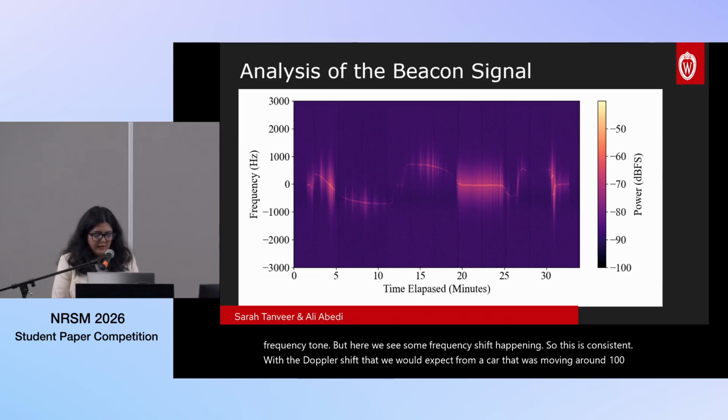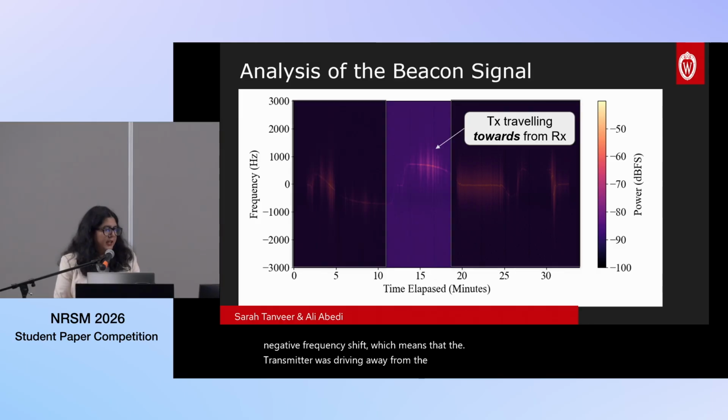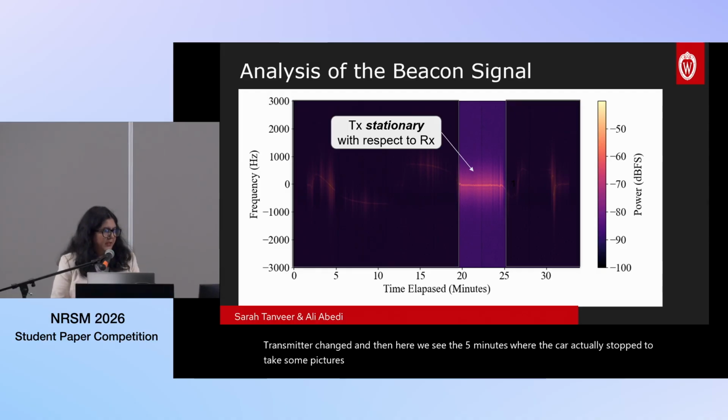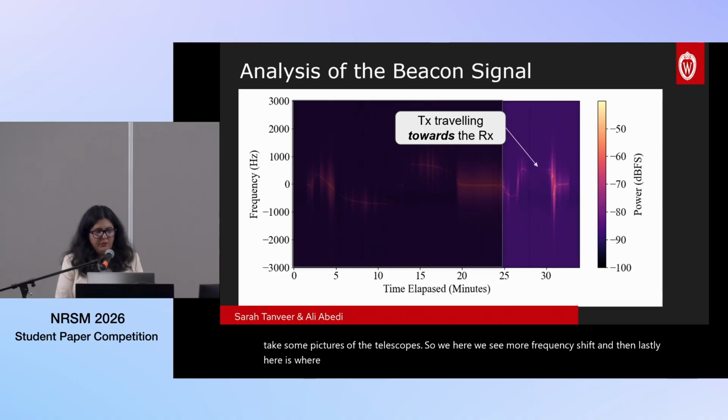kilometers per hour. And so if we go section by section, we can see here that there's a negative frequency shift, which means that the transmitter was traveling away from the receiver. Here we see it jump up, which means that this is where the U-turn happened and the direction of the transmitter changed. And then here we see the 5 minutes where the car actually stopped to take some pictures of the telescopes. So here we see no frequency shift. And then lastly, here is where we returned back to the telescope.